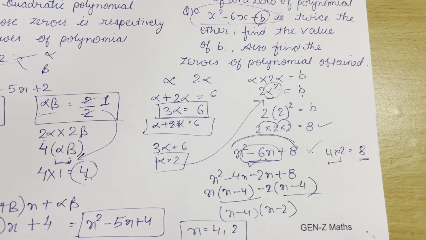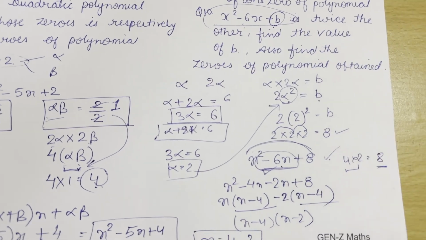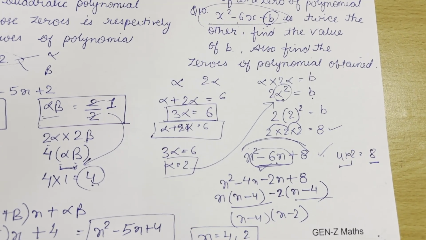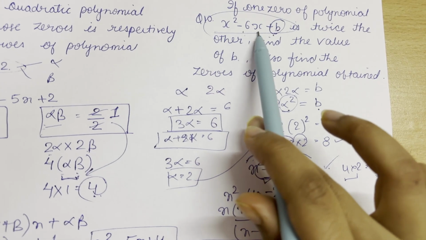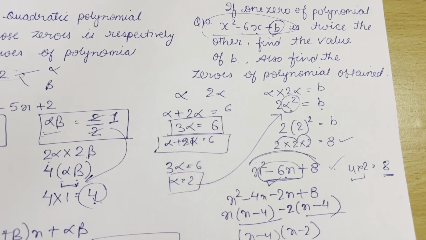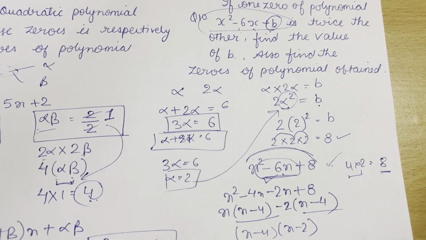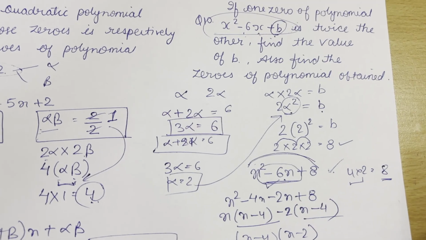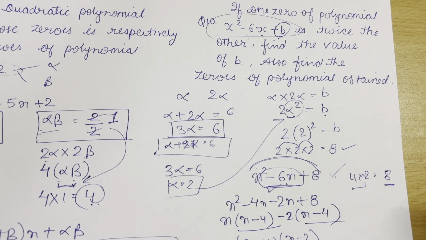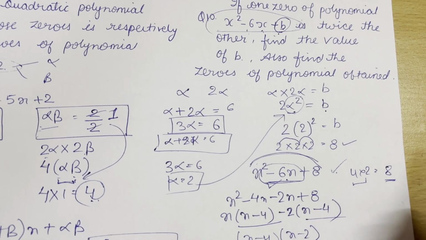So what we did, I'll give you a quick recap for this question. We have done lots of steps in it, you might get confused. So this was the polynomial, and we are asked to find the value of b, and on finding the value of b, we are asked to also find the zeros of the polynomial, and the condition given was that one zero of this polynomial is twice the other.